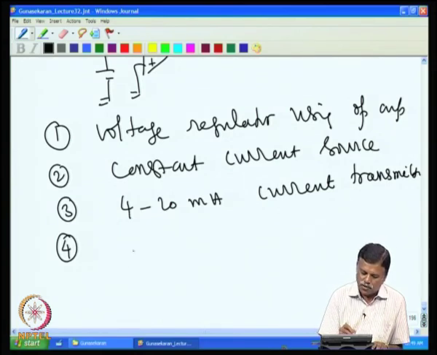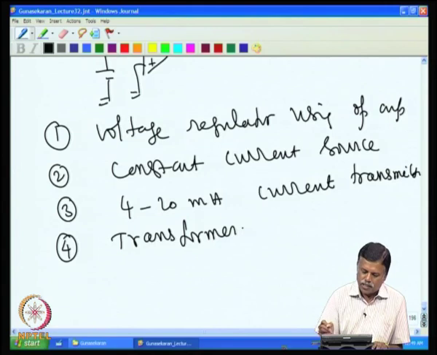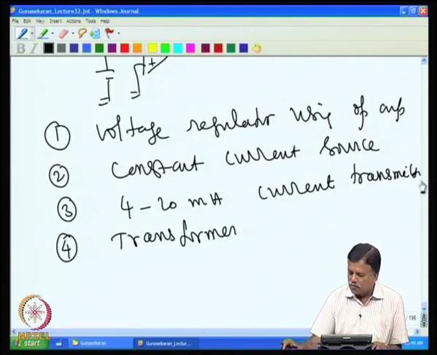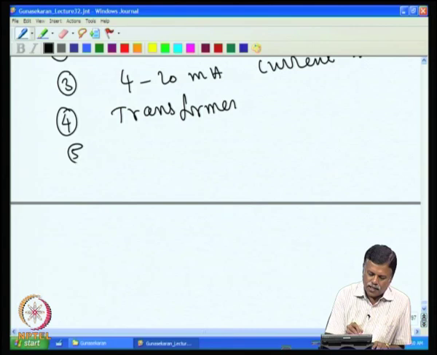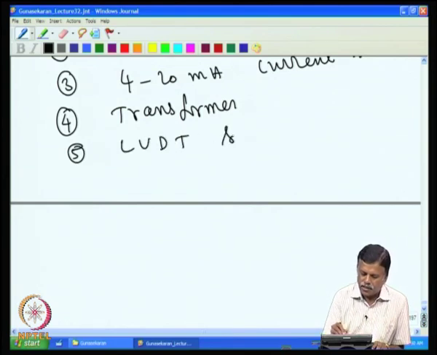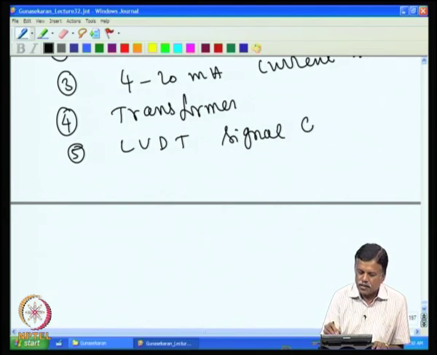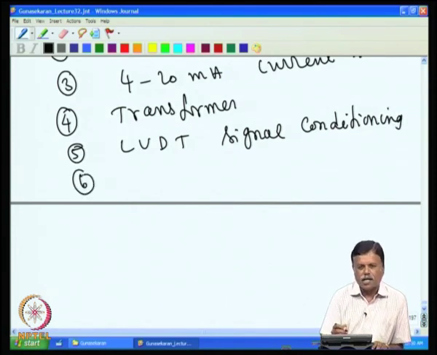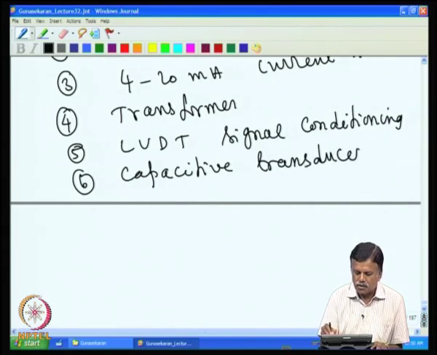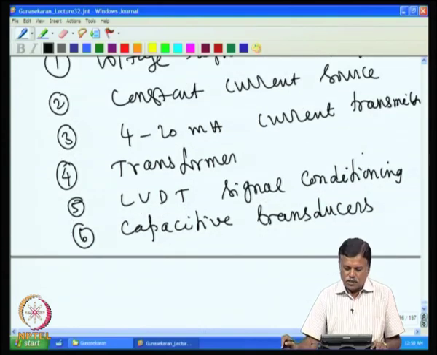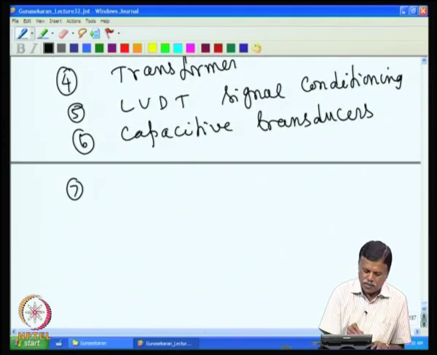We also discussed during the process how the transformer works and how to use the transformer for the voltage regulator and so on. Then we also discussed how to make LVDT signal conditioning. Then we also discussed in an elaborate manner capacitive transducers and signal conditioning for capacitive transducers. In this process we also discussed ratio transformer bridge applications.